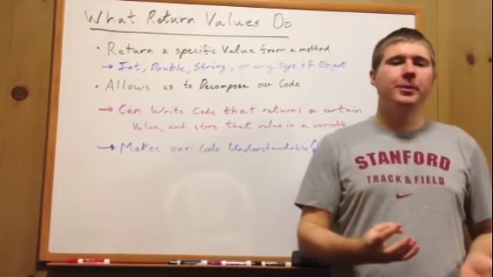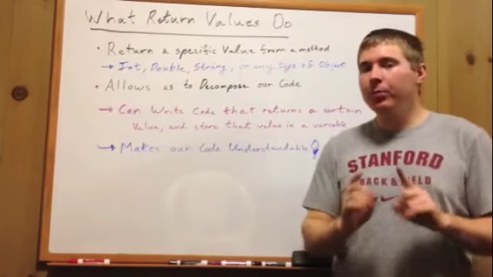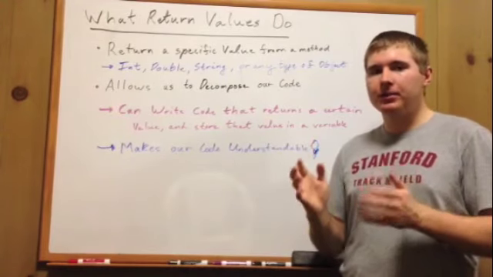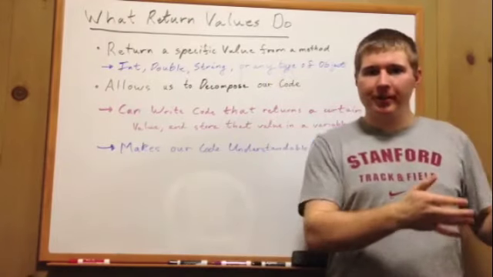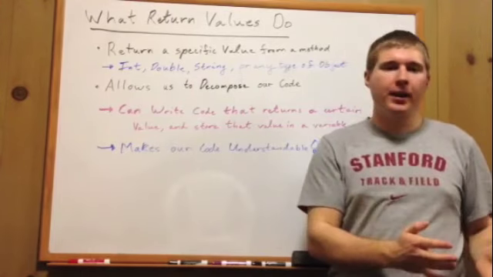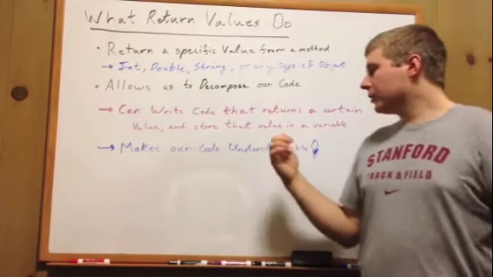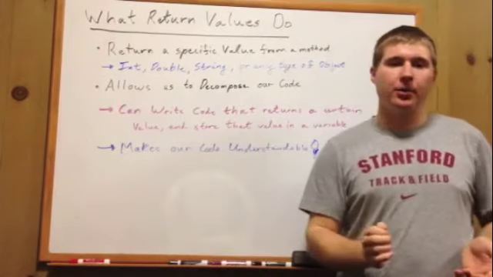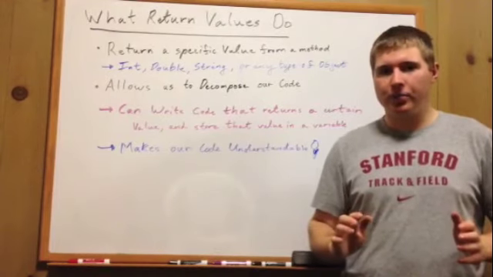But those methods aren't going to be really useful unless we can pass values back to the main method. That's where return values come in. You're able to specify what value a certain method is able to return, and you're able to return that value back to wherever that method was called, and store it in a variable back where you called the method. So what this allows us to do is decompose our code and make our code understandable, which should always be a top priority in any coding situation.